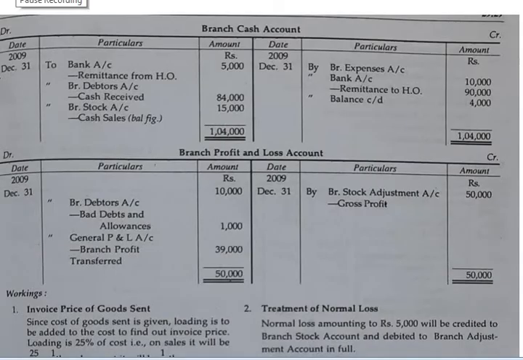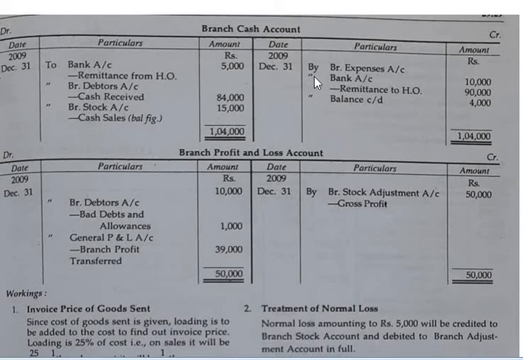The next ledger is the branch cash account. There's no opening balance of cash, so there is no balance brought down on the debit side. It starts with the first item, to bank account remitted from head office. It means that the cash received from the head office by the branch is rupees 5,000. Then the branch debtors account, that is the cash received from debtors, which has been a cross entry, for rupees 84,000. And the cash sales, which is the balancing figure of this ledger, because in the problem the cash sales has not been given, so the remaining balance of this ledger will represent the cash sales.